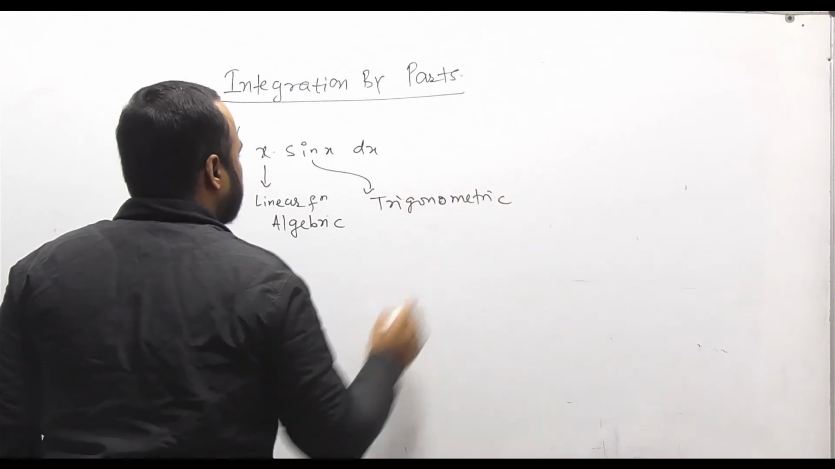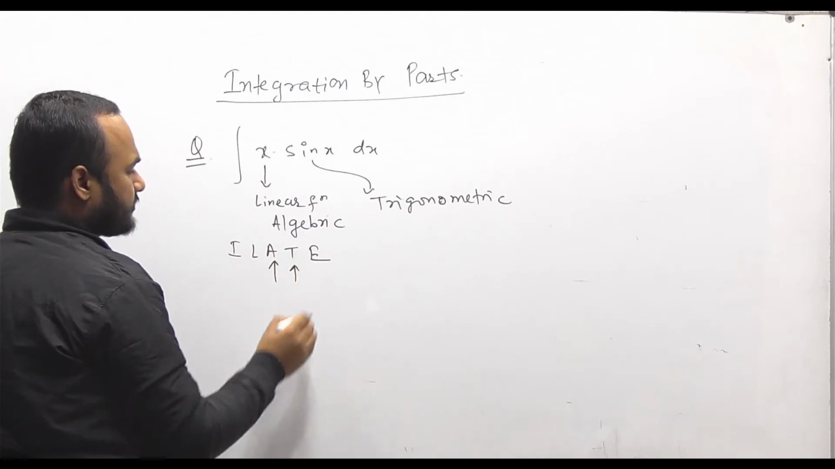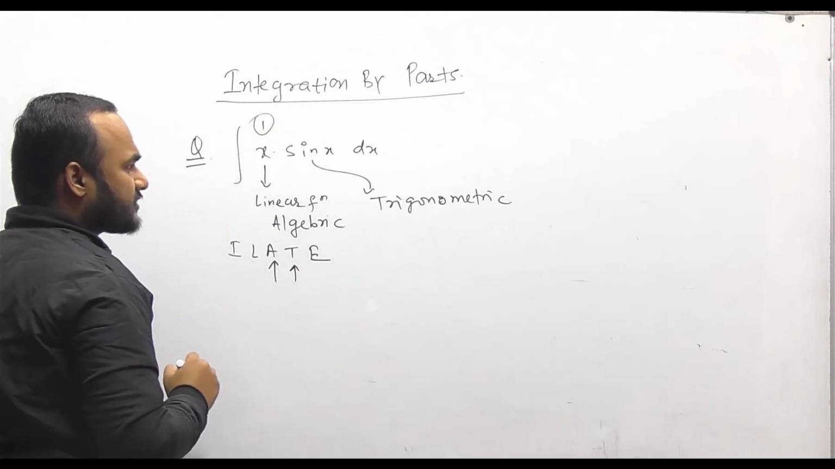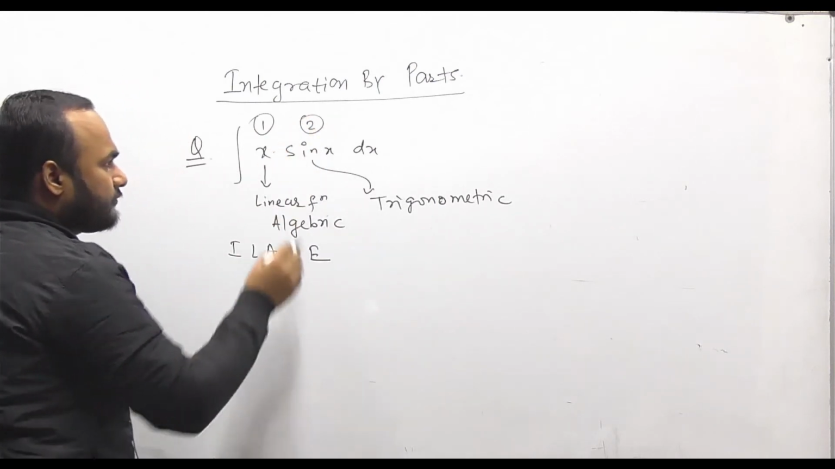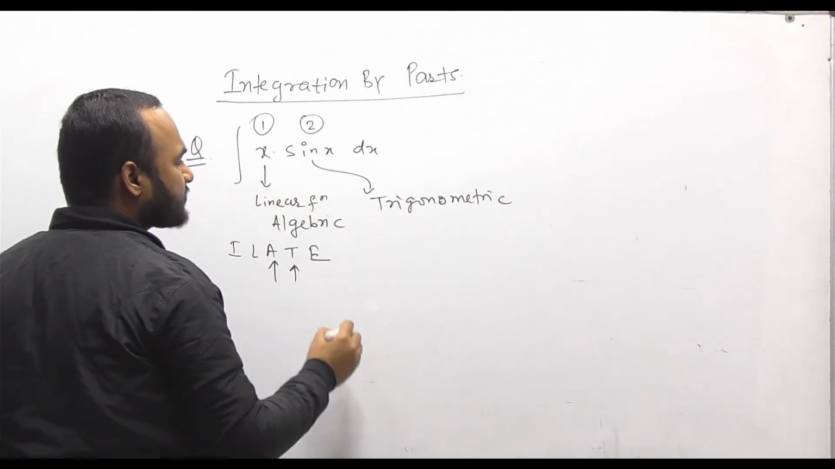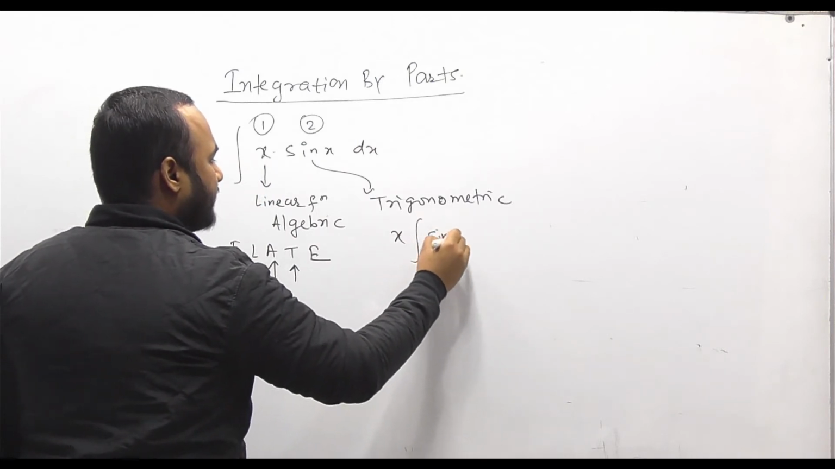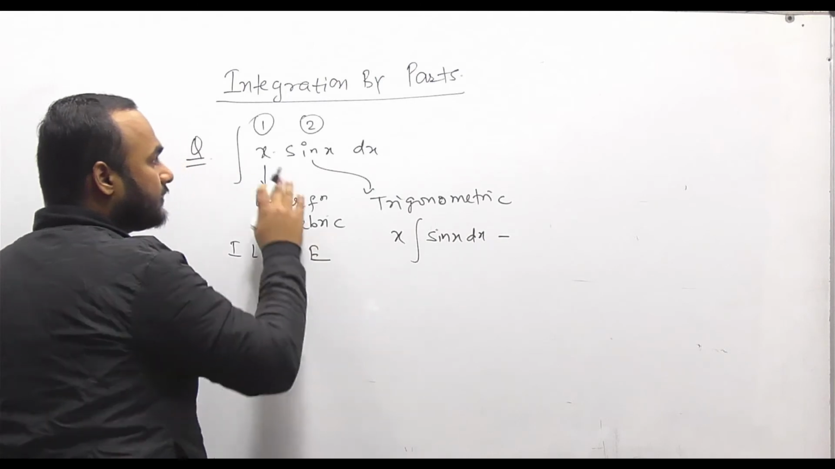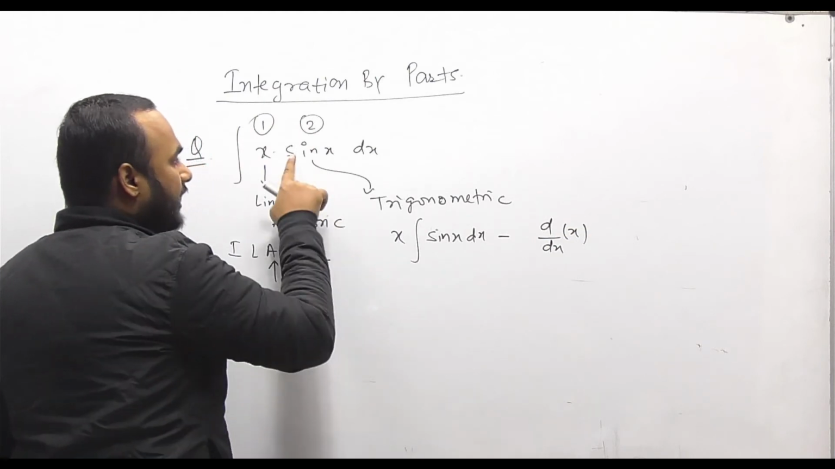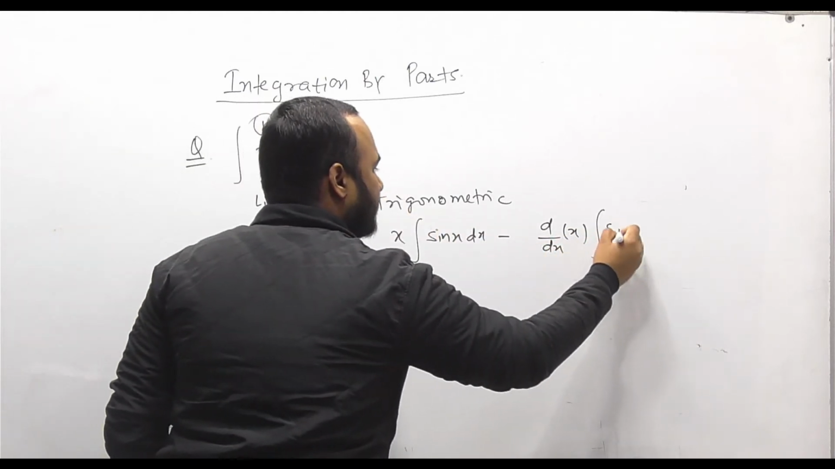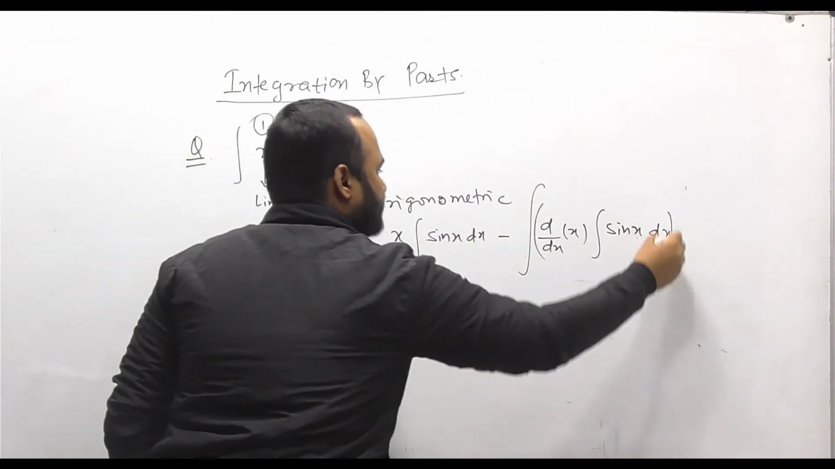Okay, so according to the ILATE principle, which comes first? Algebraic comes first, then trigonometric. So this algebraic function will be considered as the first function, and the trigonometric function as the second function. Now according to this we will integrate. So what was the by parts formula? The first function is left as it is, into the integration of the second function, minus the integral of the derivative of the first function, which is the derivative of x, and the integration of the second function as we did earlier, sin x dx, and the whole integration on this part.